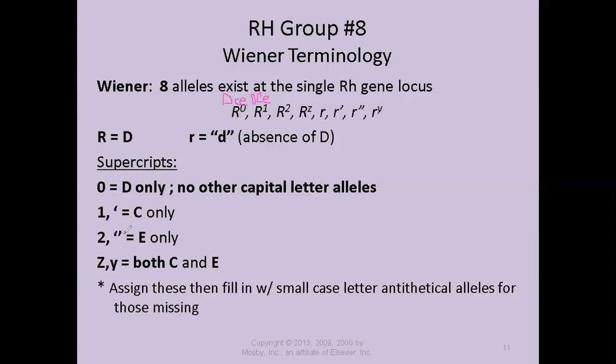When you see a number 2 or a double prime, this means big E is the only capital one, and I'm referring to between C and E, the big C and the big E. So whenever you see big R, you want to say there's a big D. The 2 means there's a big E. Is there a big C? No. So we have to fill in with a little c, because 2 means there's only a big E, there's no big C.